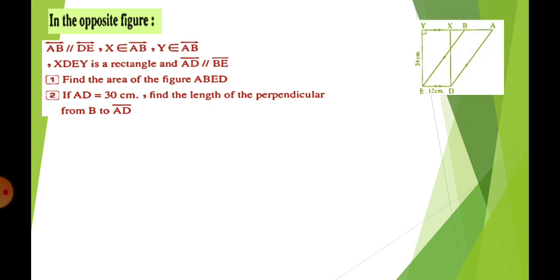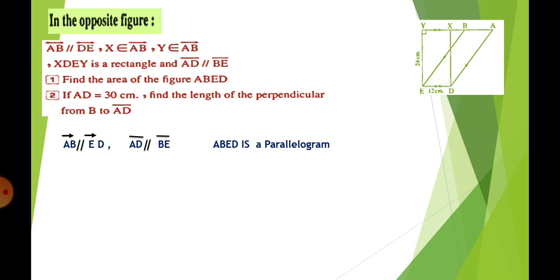In the opposite figure, AB parallel to DE, X belongs to AB, and Y belongs to AB. X, D, E, Y is a rectangle, and AD parallel to BE. Number 1, find the area of ABED. Since AB parallel to ED and AD parallel to BE, then ABED is a quadrilateral in which two opposite sides are parallel. Then ABED is a parallelogram.